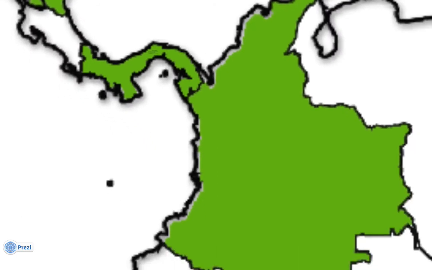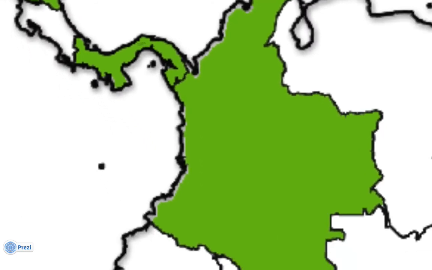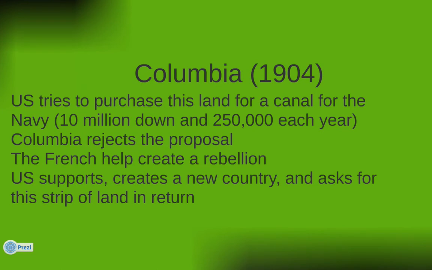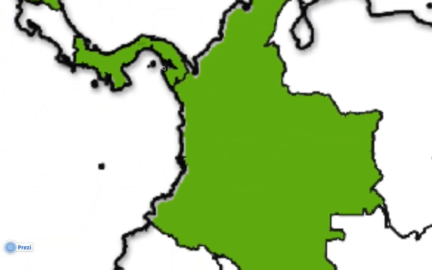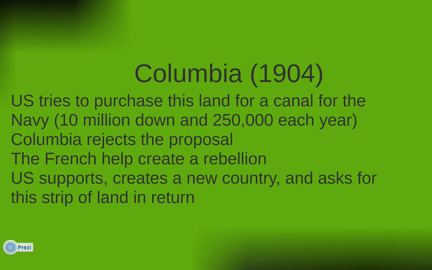Another is here. This is what we now know today as Panama, which was, of course, part of Colombia before Panama became a country, and it became a country because of this. At first, there was a French group that was building a canal across Colombia, the Isthmus of Panama, which is right here. The goal was to create this canal so that naval ships didn't have to go around South America. They could go right through here.